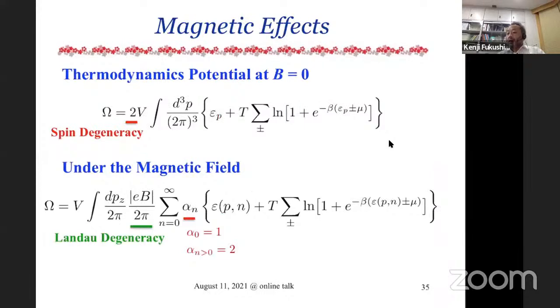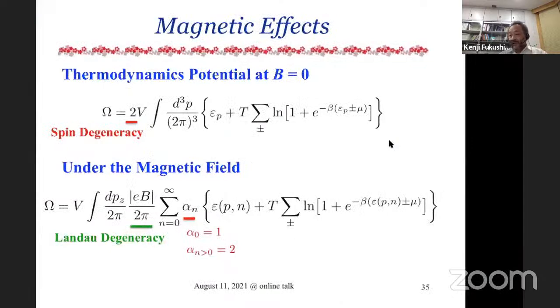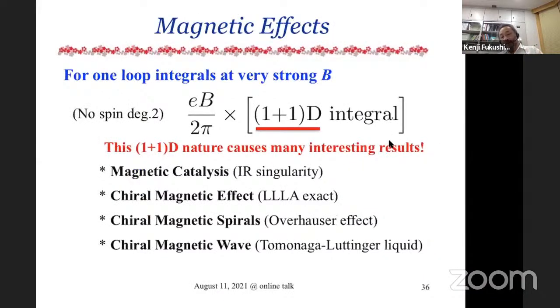And then the thermodynamic quantity is modified in this way. That is, phase space integration is replaced by the sum over the Landau levels. And if the magnetic field is very, very large, then the spacing between two levels becomes larger and larger, and eventually you can forget about the gapped states. And so you can just look at this lowest energy state as a first approximation. This is called the lowest Landau level approximation. And then you can actually understand many interesting phenomena in this way.